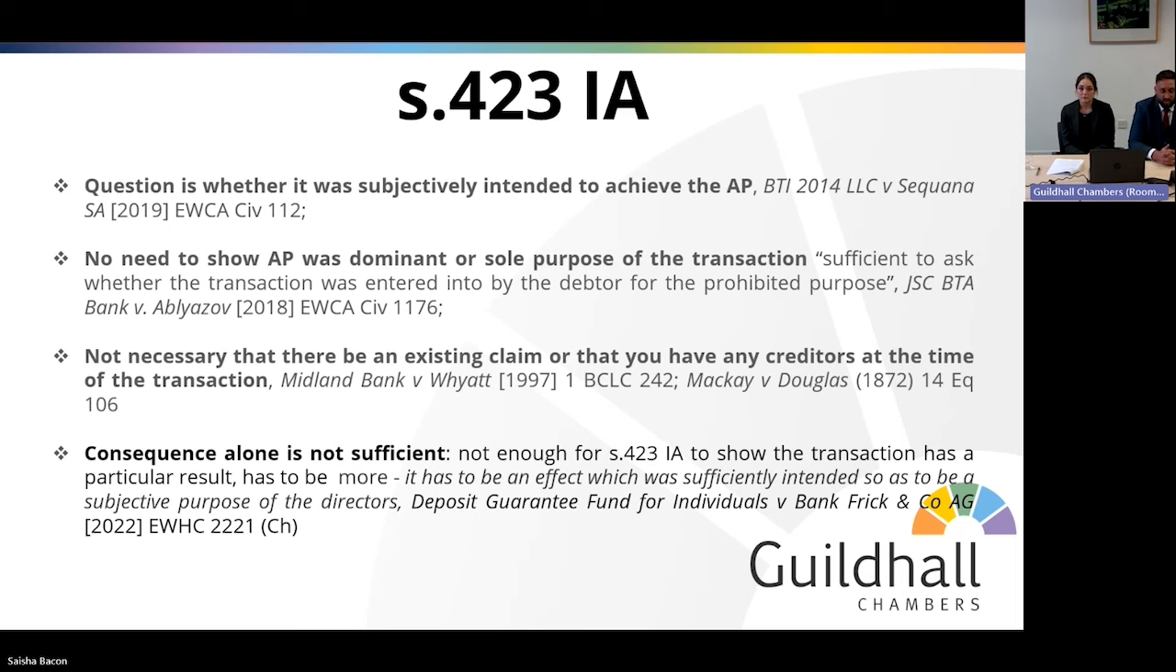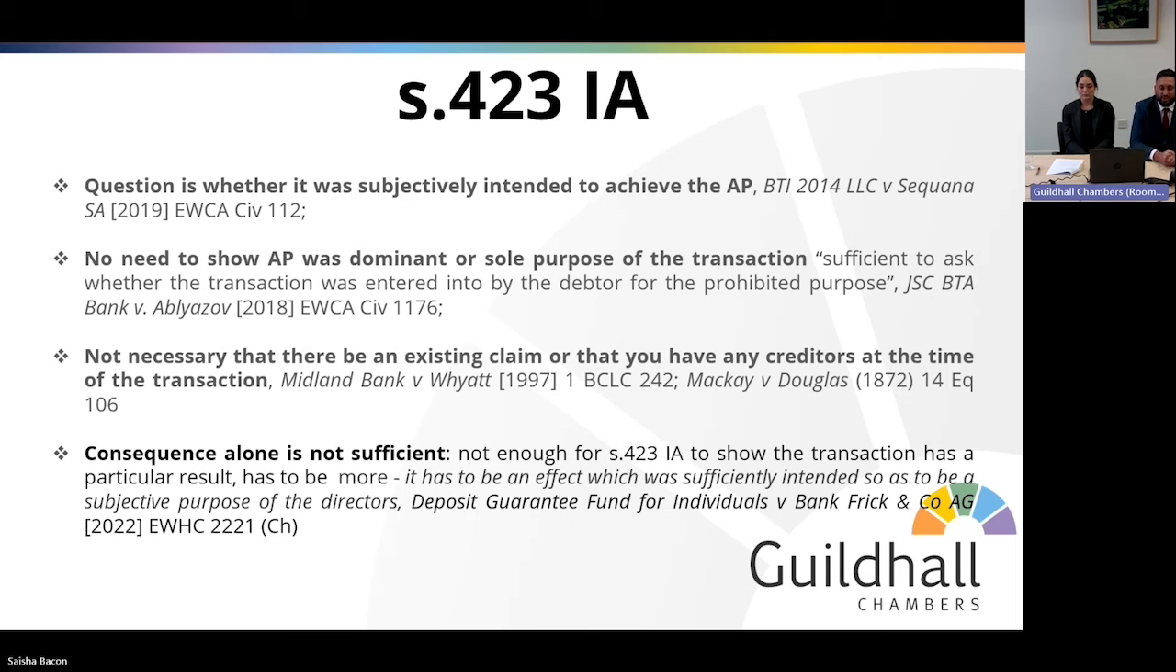There are numerous authorities on the avoidance purpose, and this is really one of the most critical points, because it often happens that you can establish a TUV, the transaction won't have occurred in the relevant time so you're not in 238 territory, but you want to use Section 423, or indeed the transaction occurred a long time ago. But where the wheels can sometimes fall off is in establishing this avoidance purpose. As I say, there are a number of authorities which discuss what you need to establish and what the actual content of the avoidance purpose is. If we boil them down, the question is whether it was subjectively intended to achieve the avoidance purpose. You don't have to show that it was the dominant or the sole purpose. It's enough to show that it was entered into for that prohibited purpose.